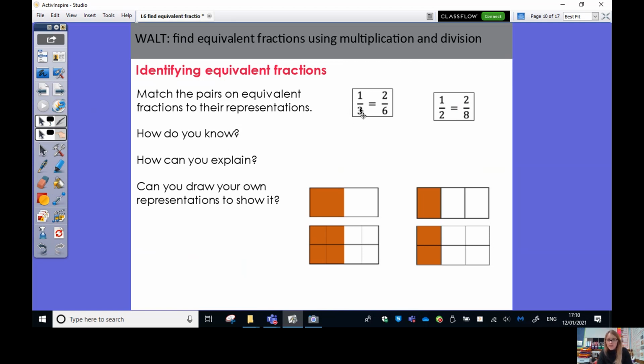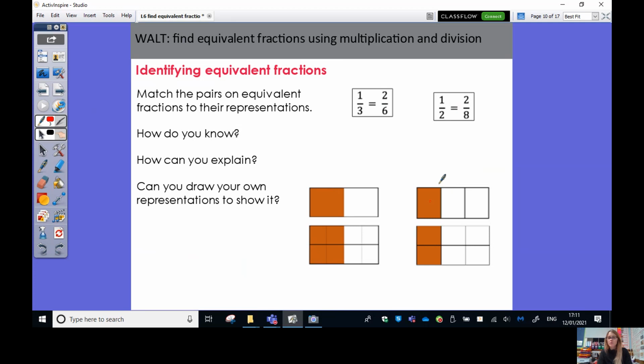So my first one is 1/3 is equal to 2/6. So I know I'm looking for something that is broken into 3 parts and 6 parts. And I should have a 1 and 2 shaded. So I'm going to count the parts. In this one I have 1, 2. And then this one has 1, 2, 3, 4, 5, 6, 7, 8. So I know it's definitely not that one.